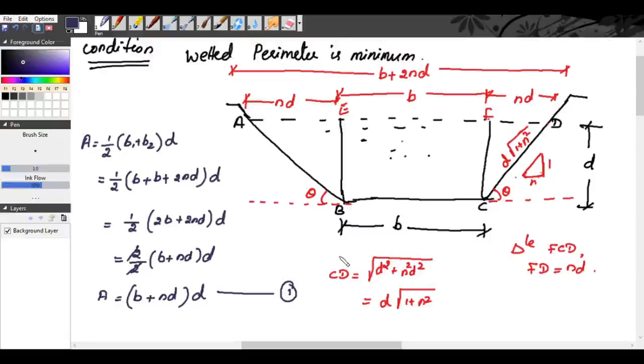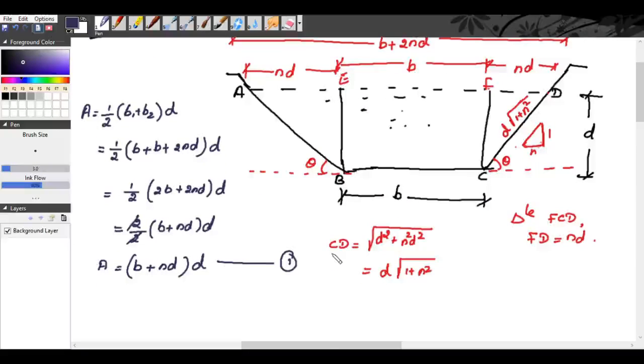Now we will write the breadth in terms of area. So we get B plus ND is equal to A by D, from which we get B is equal to A by D minus ND. This is equation number 2.